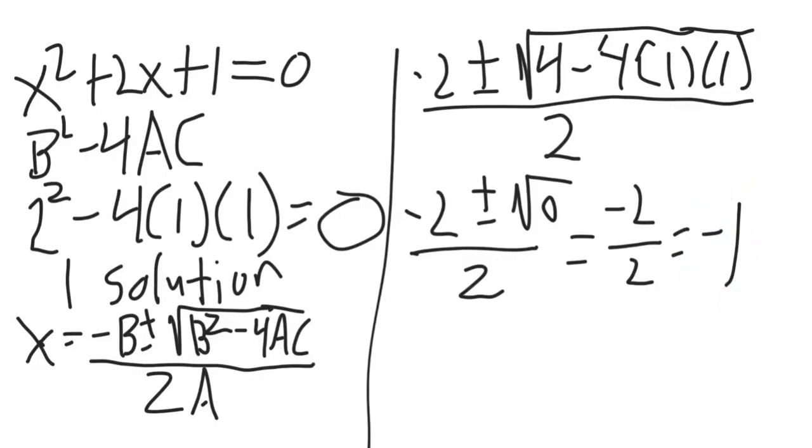So to recap, if we are only interested in how many solutions, we can just use the discriminant, which is just the one little part of the quadratic formula. If we care what the actual answer is, we'll have to use the entire equation.